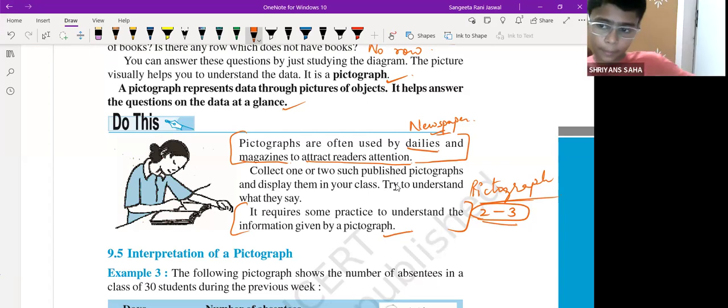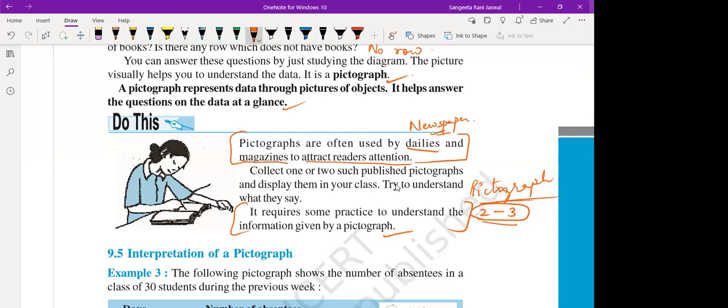And try to analyze the graph. What that pictograph tells you, what information that pictograph gives you. Okay. The purpose is not only to take a cutout and paste. The purpose is to understand the pictograph, what that pictograph is telling us, what information that pictograph is giving us. So that you have to mention. Right? Got it? Yes, ma'am.